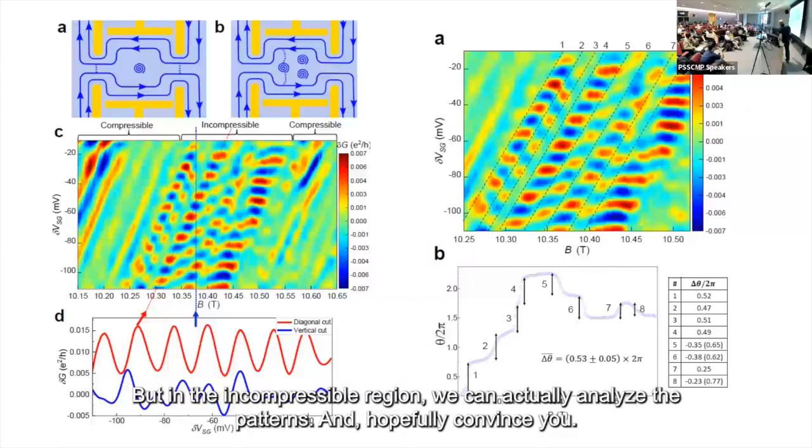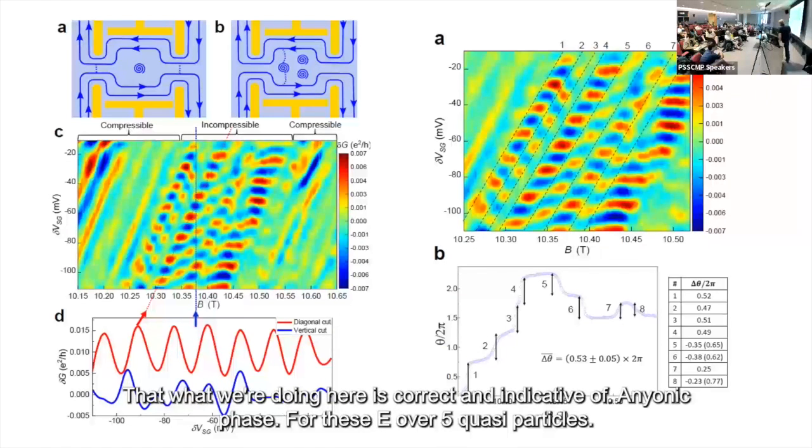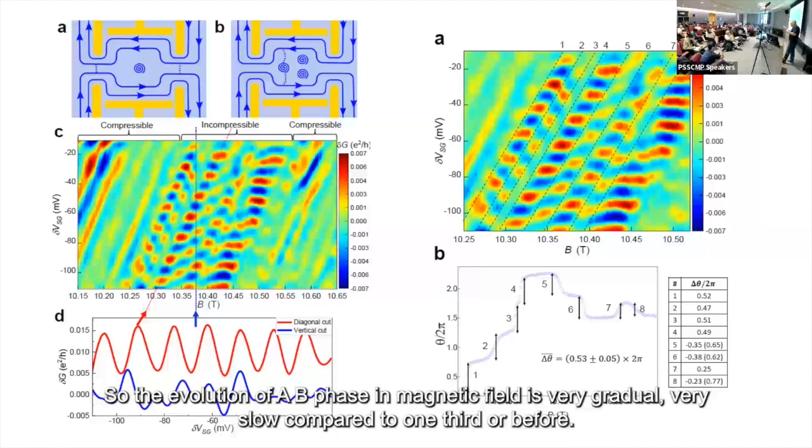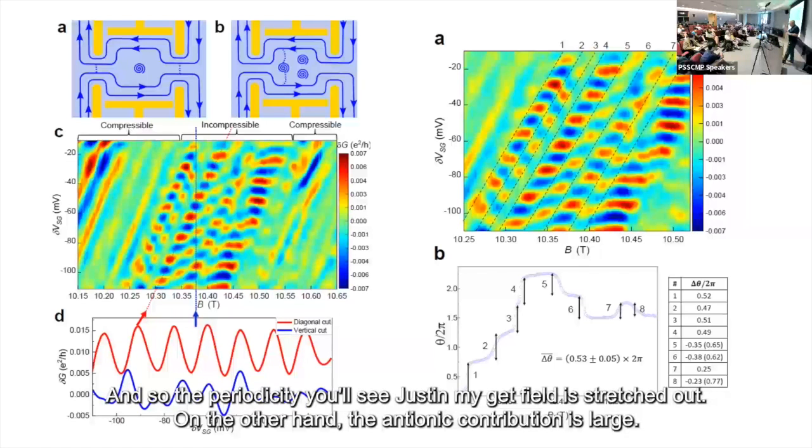But in the incompressible region, we can actually analyze the patterns and hopefully convince you that what we're doing here is correct and indicative of anyonic phase for these e/5 quasi-particles. The thing to remember is at 2/5, the AB period is even longer. The charge is smaller. So the evolution of AB phase in magnetic field is very gradual, very slow compared to 1/3 or before. And so the periodicity you'll see in the magnetic field is stretched out.